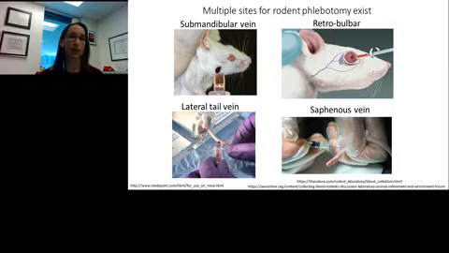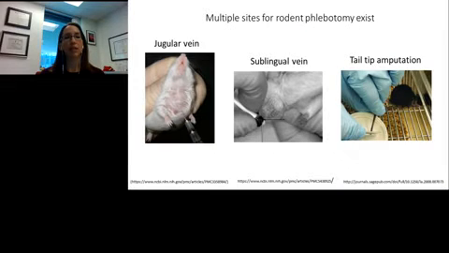The lateral tail vein is also frequently used, as well as the saphenous vein for blood collection. You can also get blood from mice from the jugular vein, actually from the sublingual vein, and from tail-tip amputation. And there's some other techniques that I won't have time to mention today, such as superficial temporal blood collection, but these are the main techniques that I'll discuss at least briefly today.